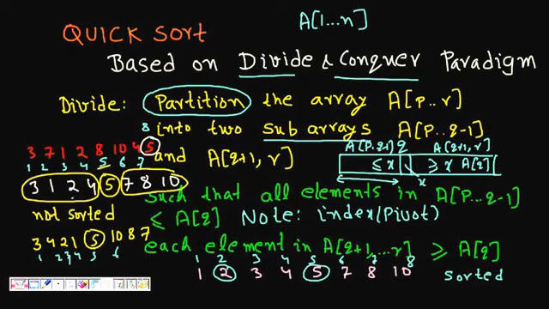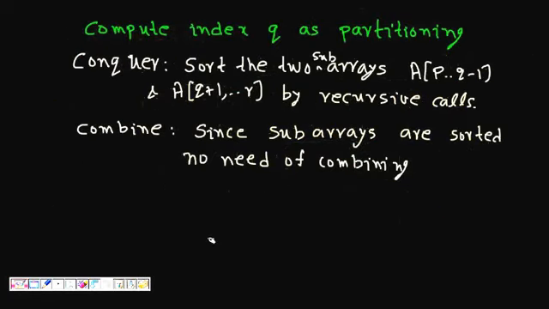So the conquer part is to sort the two subarrays A[P..Q-1] and A[Q+1..R]. We sort these two arrays again recursively, and for combine, because now all the subarrays are sorted, there is no need of combining because they give the sorted array itself.